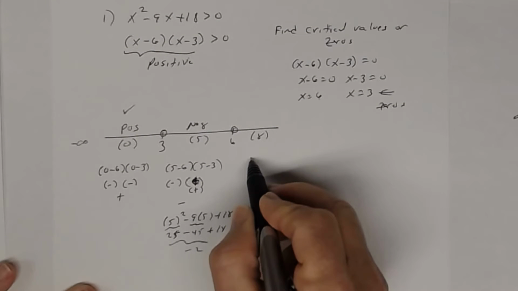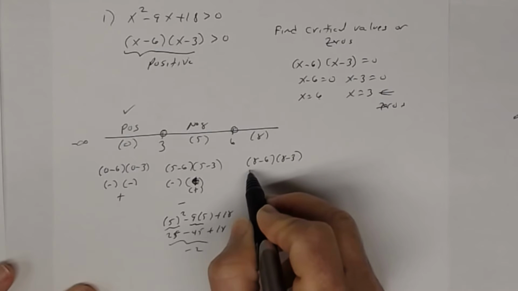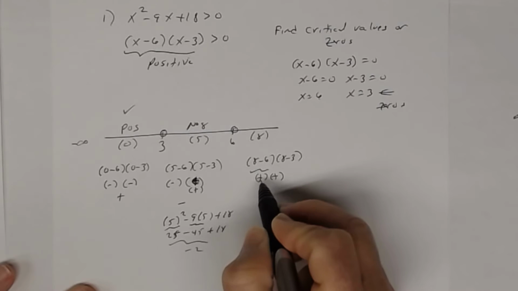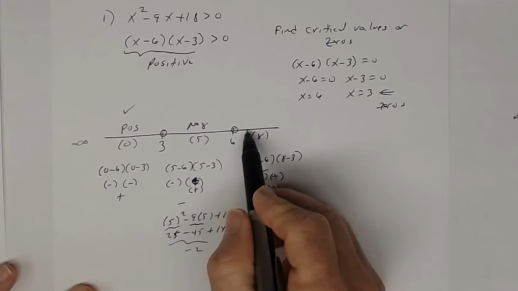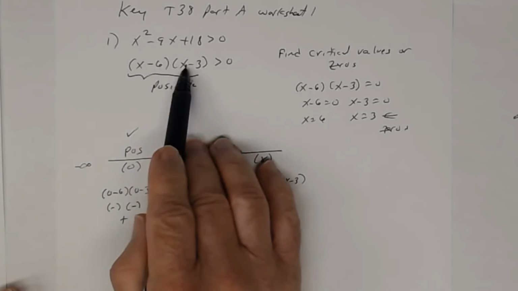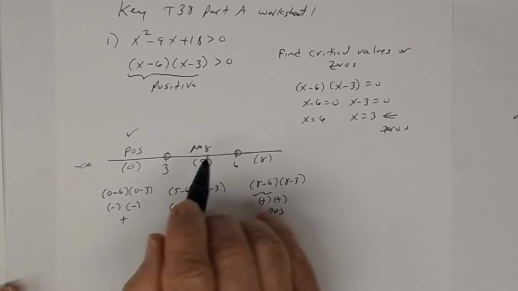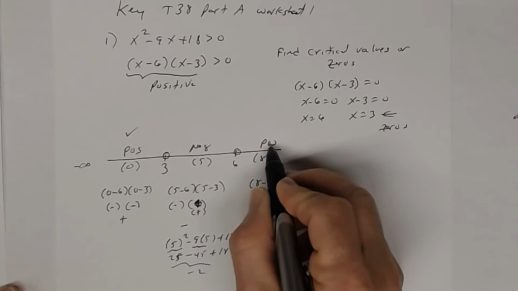8. So you're going to say 8 subtract 6 times 8 subtract 3. 8 subtract 6 is a positive 2. 8 subtract 3 is a positive 5. A positive times a positive is a positive. So that means that any real number greater than 6 will make this left side positive. And that's what I want. I want that left side to be greater than 0. I want it to be positive. So that's going to be a solution.